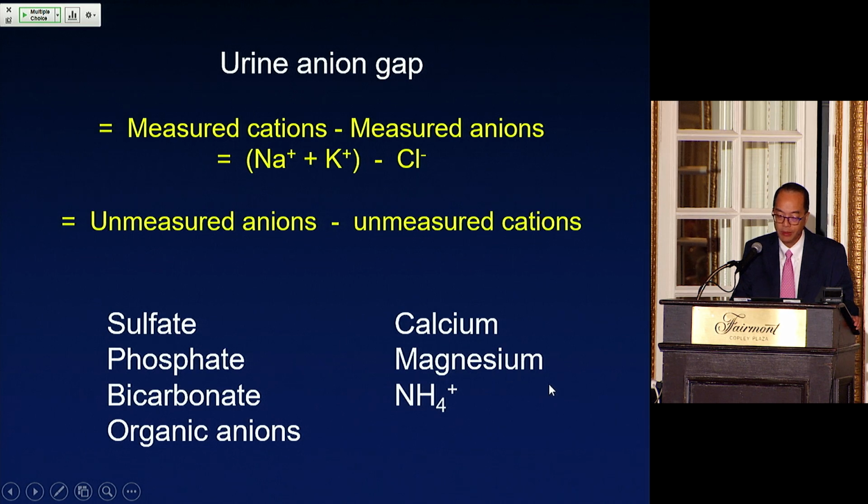And what are these unmeasured anions and unmeasured cations? Unmeasured anions: sulfate, phosphate, bicarbonate, organic anions. Unmeasured cations: calcium, magnesium, ammonium. But of these, most of them don't contribute a huge amount and are not terribly variable. The only two that are very variable, particularly with acid-base disturbances, are of course bicarb and ammonium.